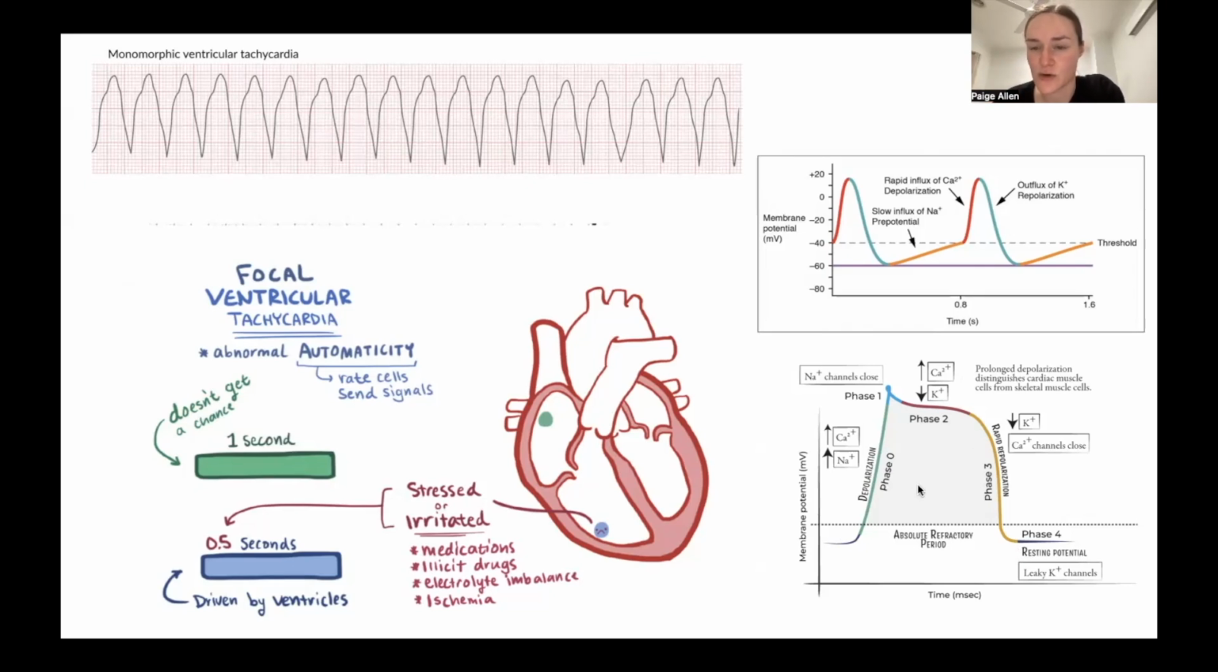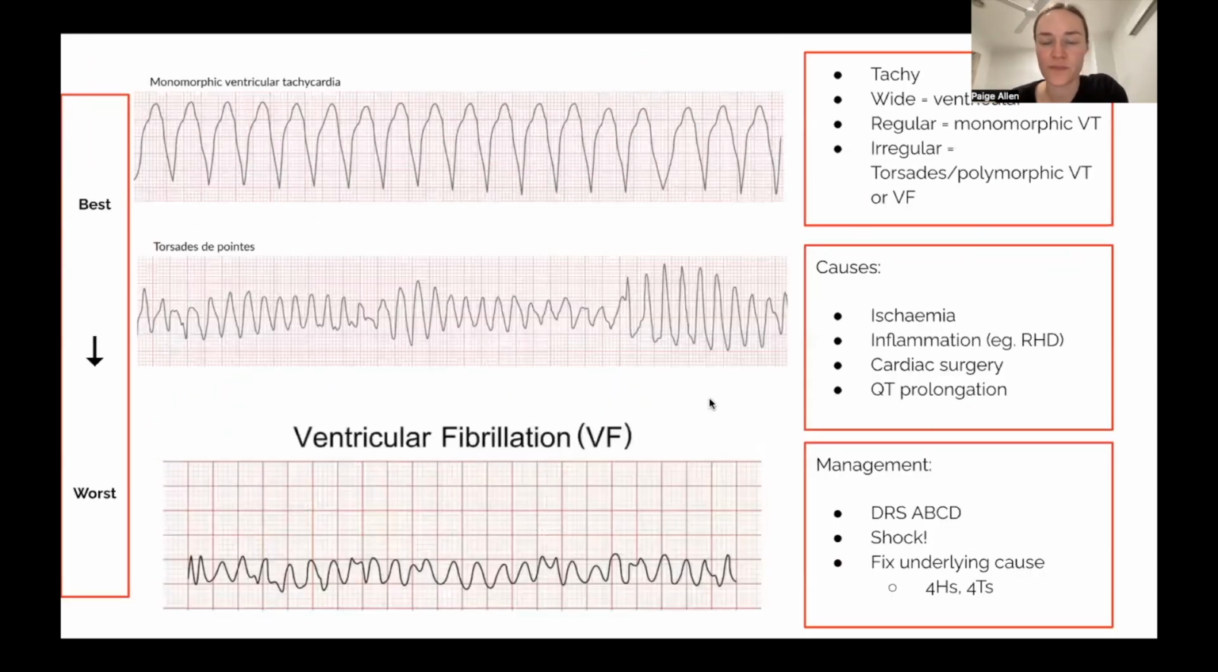So since this is so quick, it actually happens faster than you get your SA node activation. So the actual depolarization pattern takes much longer in the SA node than it does here. So that's why you get that really tachycardic pattern, because it's just the myocardial cells contracting, contracting, contracting. Cool. Moving on to the other ones.